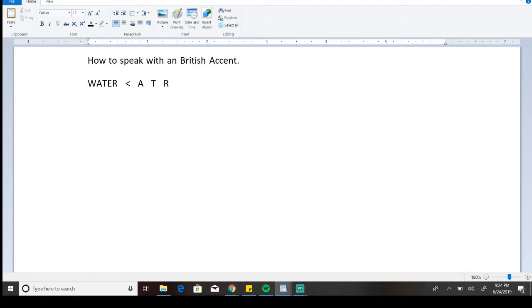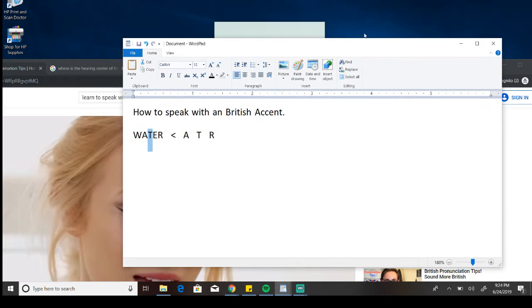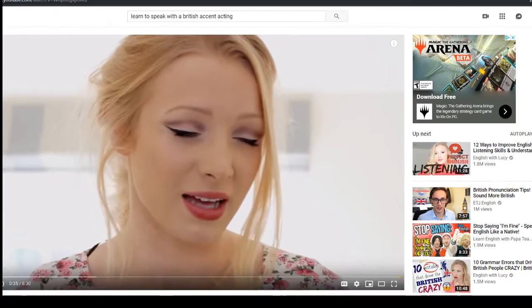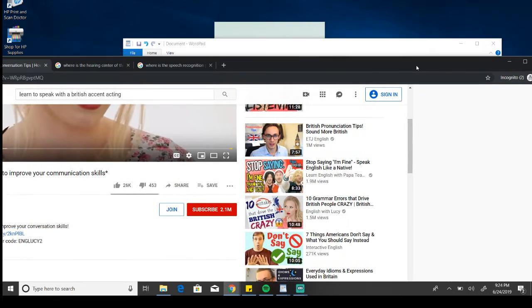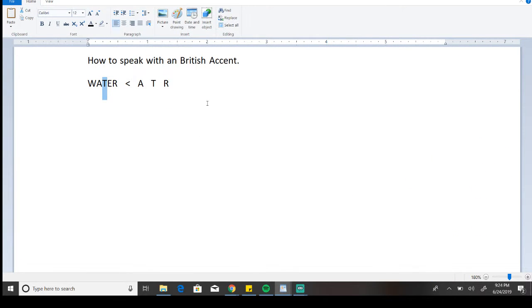I always recognized that in the word "water," the A is very obviously an O, and the R is not pronounced. But I hadn't realized that the T is a hard T and not a soft D. And credit goes to English with Lucy for pointing that out because I didn't recognize it. Even though I could imitate "water," I never realized that I was pronouncing the T with a hard T.